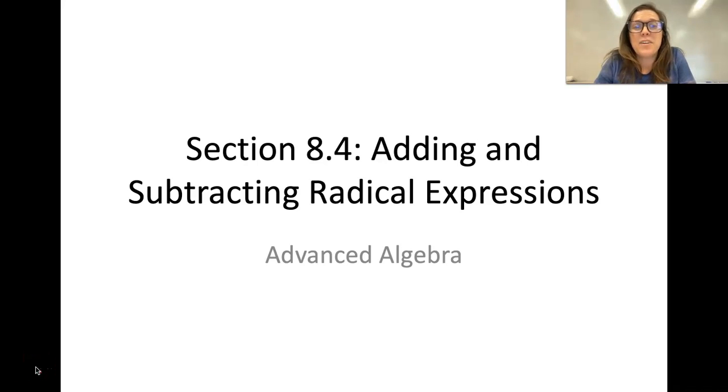Hi everyone, here are your section 8.4 notes. Today we're going to be getting into adding and subtracting radical expressions.